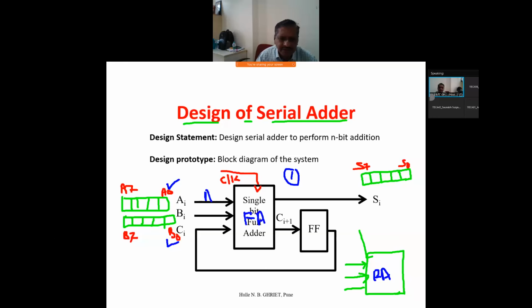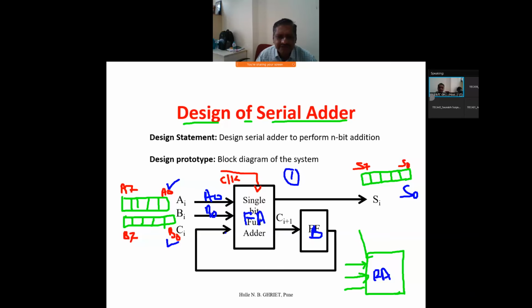This A0 will be available here. B0 will be available here. And its summation is carried out, and the sum will be available here. And this carry will be stored in the memory element, its carry. And this carry will be utilized for the next addition.